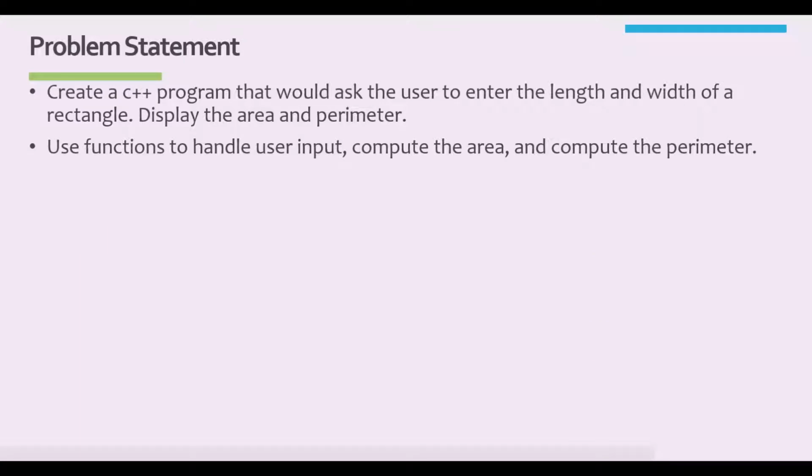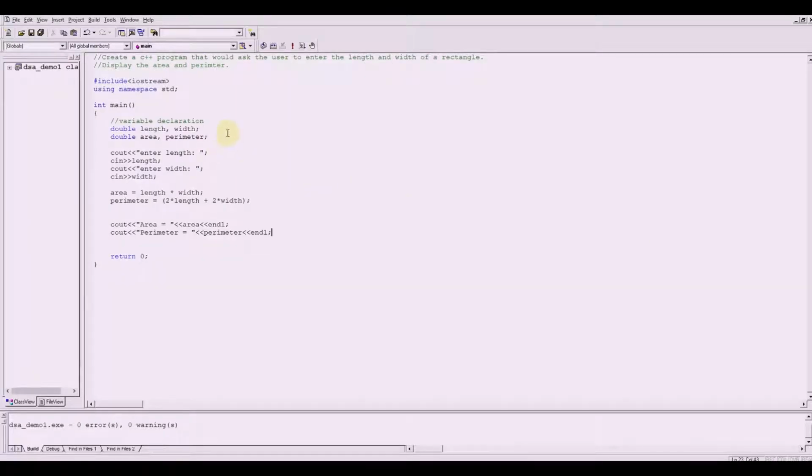So, problem statement. We are going to create a C++ program that would ask the user to enter the length and the width of a rectangle, and display the area and the perimeter. This time, we will be using functions to handle the user input, computing the area, and computing the perimeter. We will be using the program that we used on the first demonstration. Let me load my C++ here. The only difference is we are going to implement it using functions.